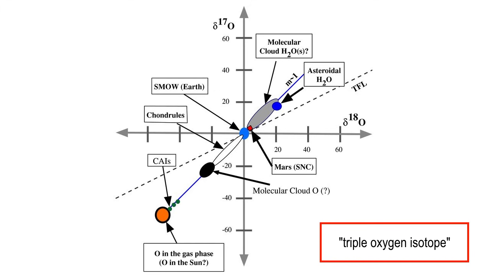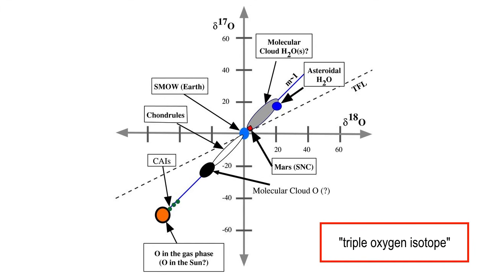SNC, here's some asteroidal H2O over here, molecular cloud water H2O, that's up here. And of course, SMOW of Earth is right at the very middle. 0, 0, make a note of that. On this kind of graph, 0, 0 is SMOW.